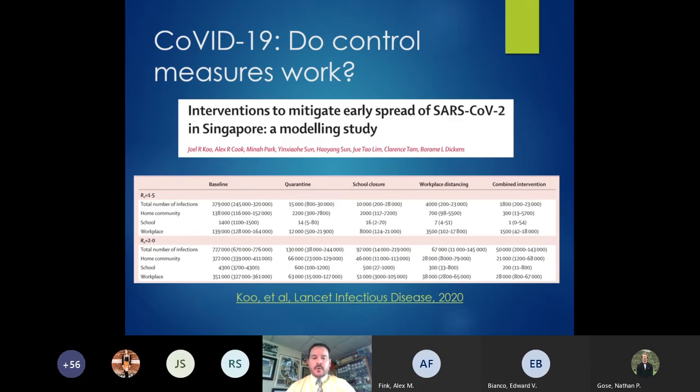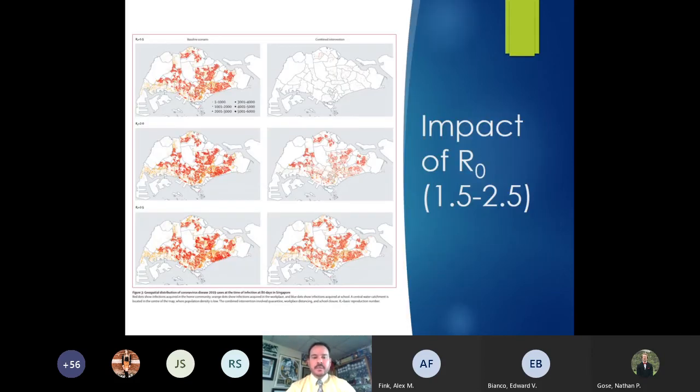R naught of 2.0, you can see that it's a little bit more challenging, because with the same measures in place, the baseline goes up from 279 to 727. Combined intervention would reduce it to 50,000. So what are some of the lessons here? Well, let's move on and look at some of their other data, which I think is really interesting. So their modeling data does indicate that these methods can be very, very effective at limiting infections.